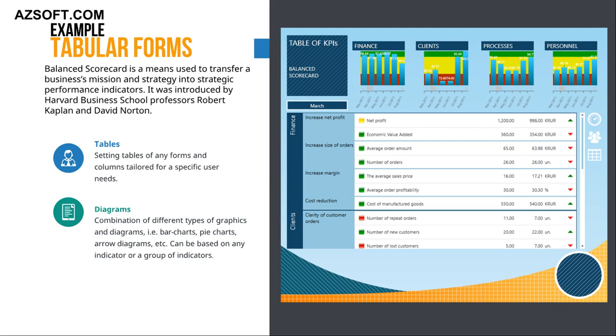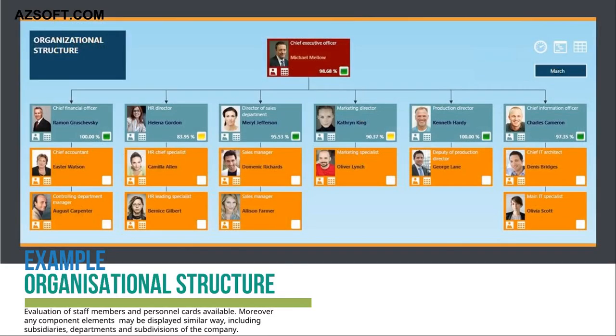Diagrams: a combination of different types of graphics and diagrams, i.e. bar charts, pie charts, arrow diagrams, etc. Can be based on any indicator or a group of indicators, or for organizational structure evaluation of staff members and personnel cards available. Moreover, any component elements may be displayed in a similar way, including subsidiaries, departments and subdivisions of the company.